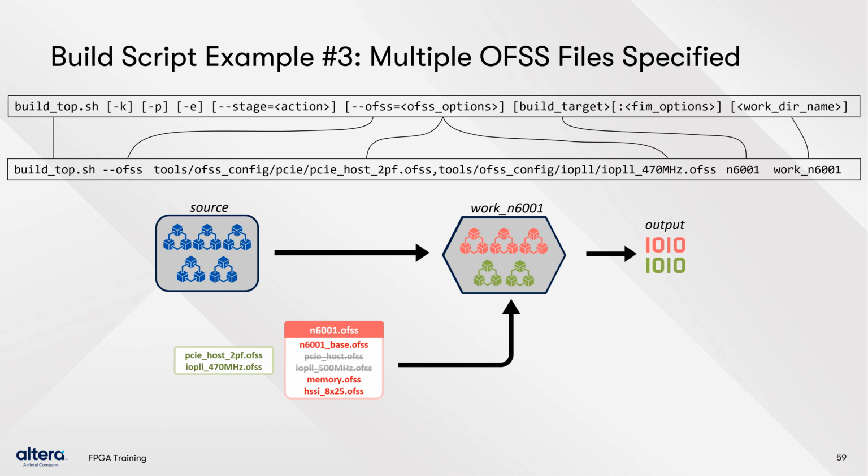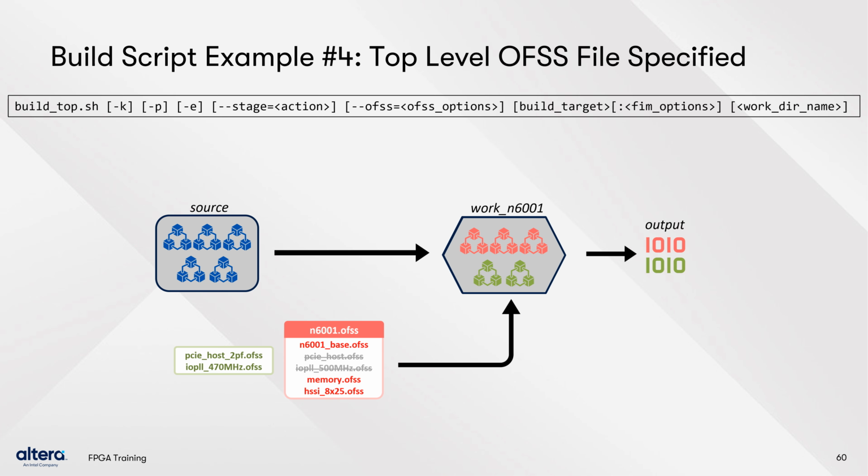As a reminder, here is the previous example where multiple OFSS files were separated by commas on the command line. Now I will show you how to create a combined OFSS file that includes multiple individual settings files. In this example, I will use the same settings file from the previous example, but include them in a single combined OFSS file called N6001 2PF 470 MHz.OFSS.